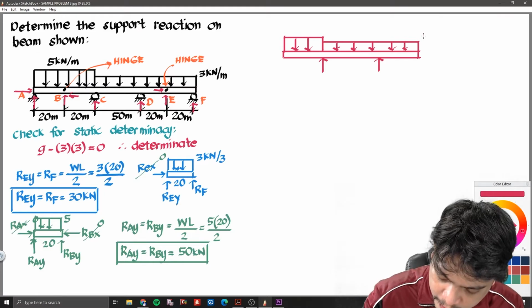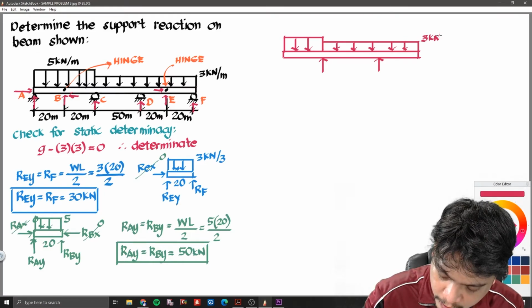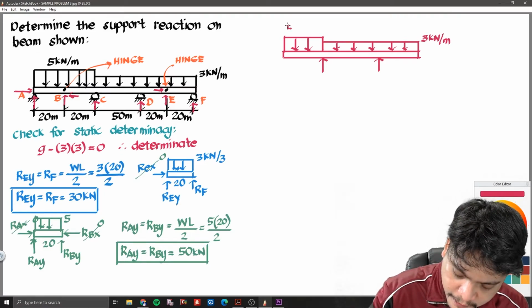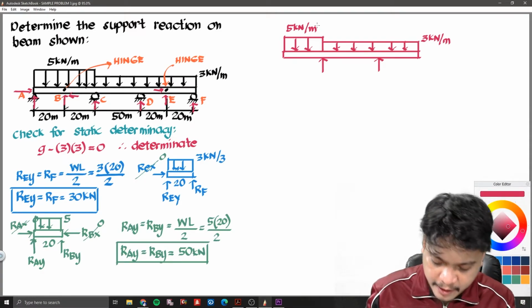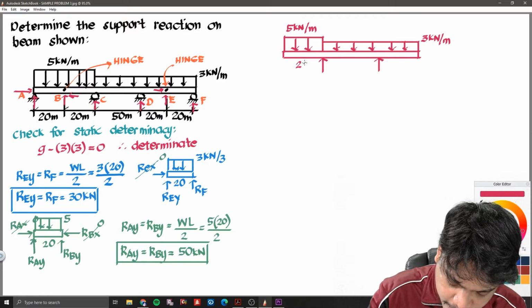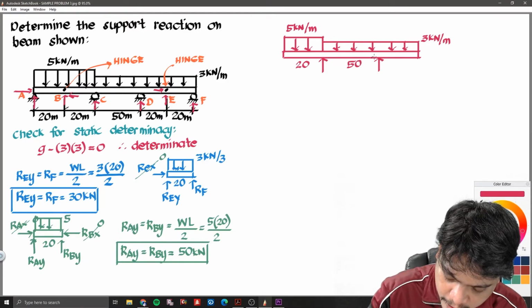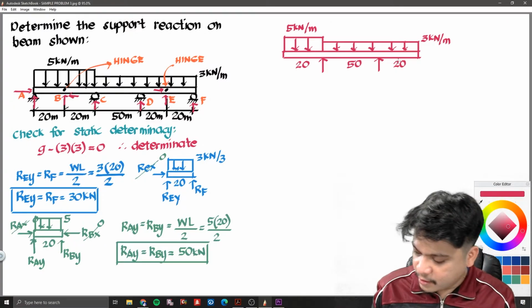So, this is around 3 kilonewton per meter. And then, this is 5 kilonewton per meter. Okay? And then, at the distance of 20, 50, and then 20. Okay?